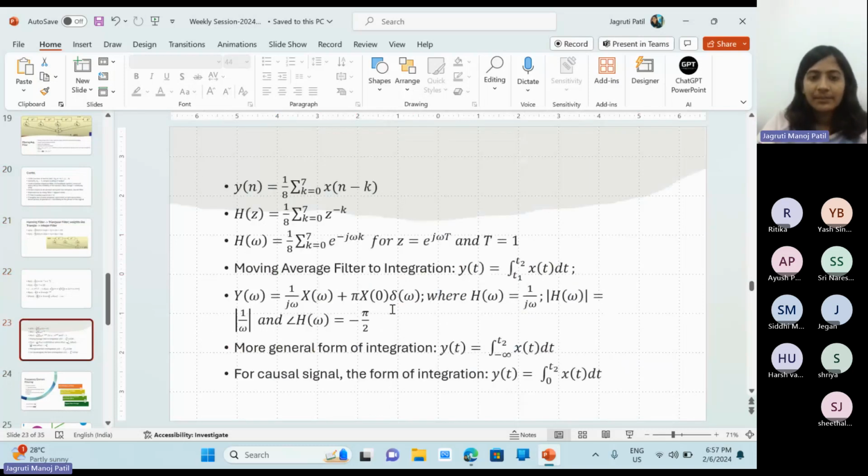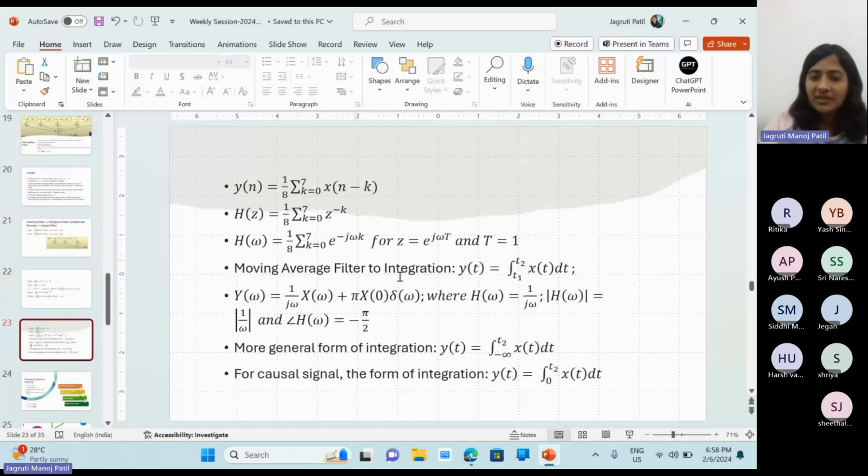So a simple example for the same, if it's defined, say from k equals 0 to 7, hence dividing by 1 by 8, that's the average, and x of n minus k, so it would be z raised to negative k, and then we have z equals e raised to j omega t, with t as 1. I'm just telling you this because in the examples there are some questions like this, so you will be aware of it. That's why.